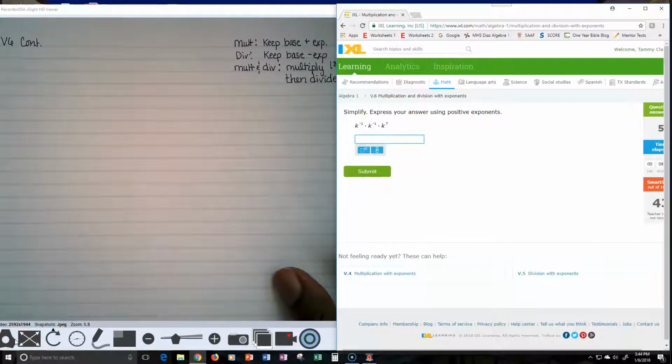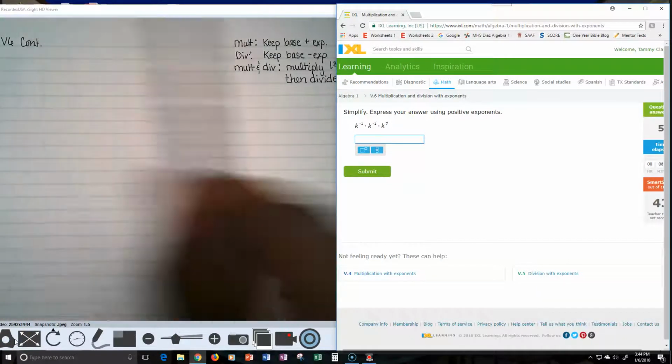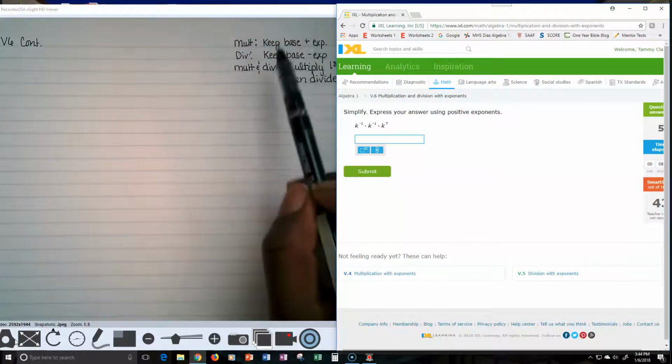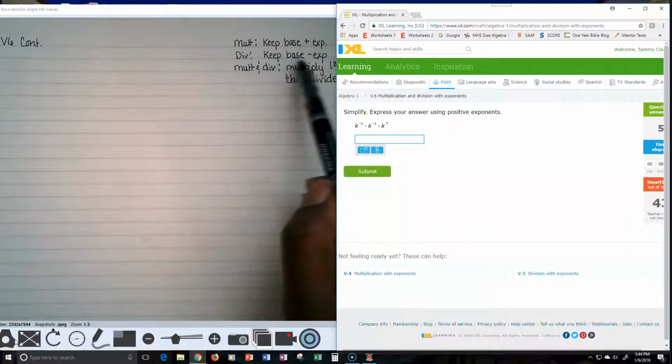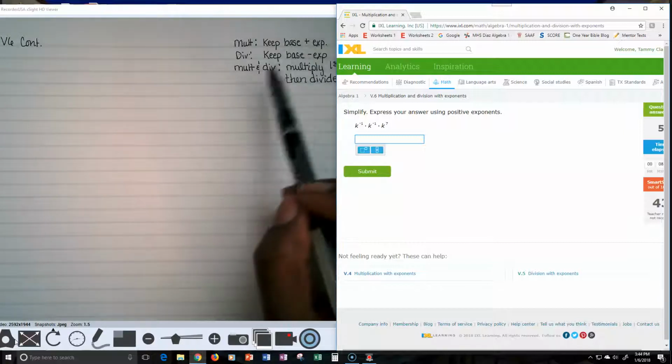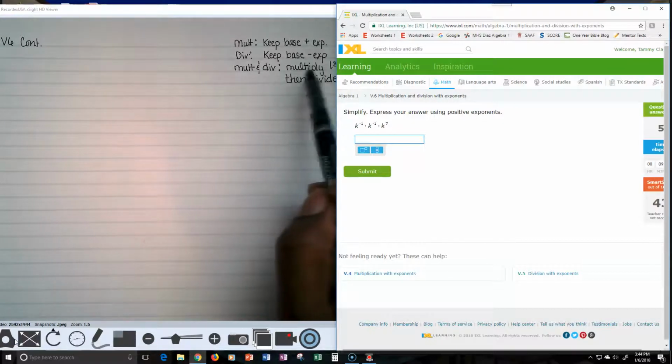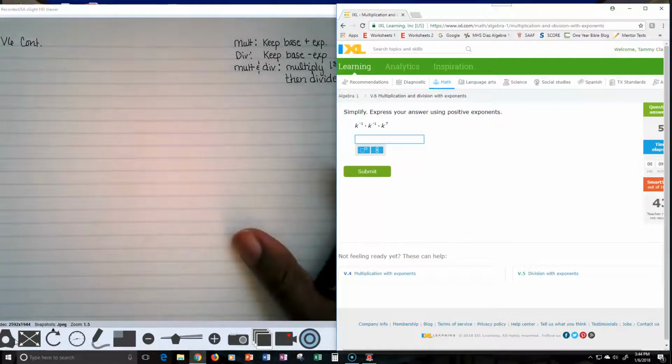All right, I had to flip over to another page because I ran out of room. So we're doing V6 continued. Here are the rules. If we're multiplying, we're going to keep the base and add the exponents. If we're dividing, we're going to keep the base and subtract the exponents. If we have both multiplication and division in the same problem, do the multiplication first and then divide.